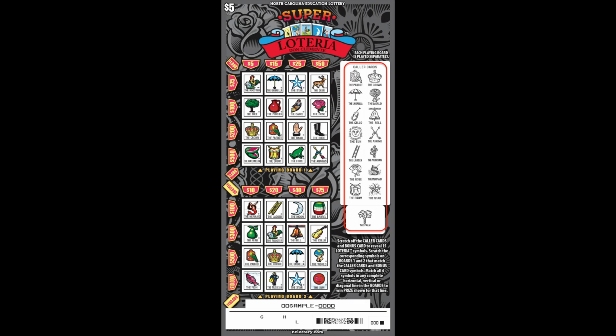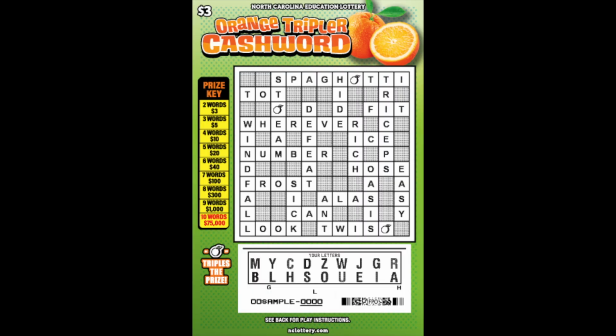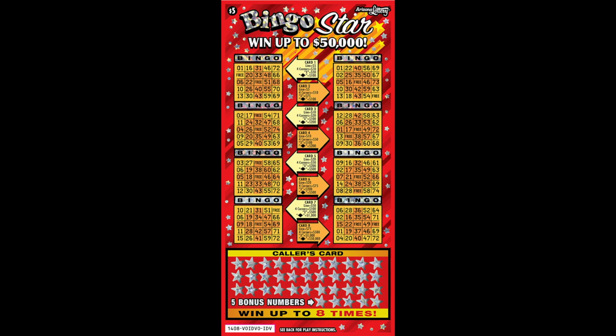All right, let's look at our third type of game, and this is also another very popular game style, and it's a crossword, also known as cashword in some states. With a crossword style game, you scratch off letters, and you're trying to mark those letters off on your playboard. And by completing words on the playboard, you're going to win prizes. So in this case here, if we were to complete 2 words on our playboard, we would win $3. But if we were to complete up to 10 words on this same playboard, we would win $75,000.